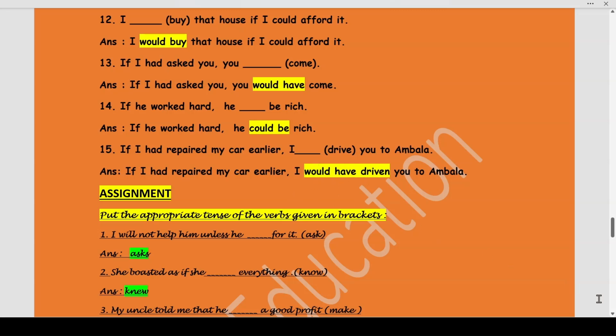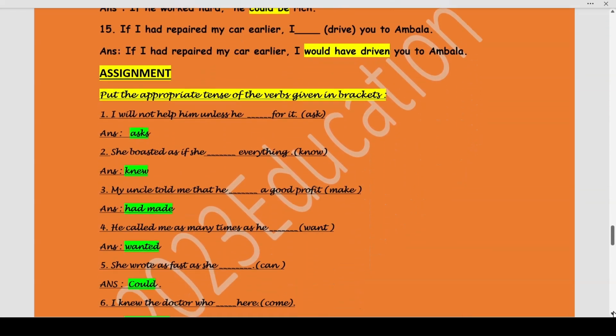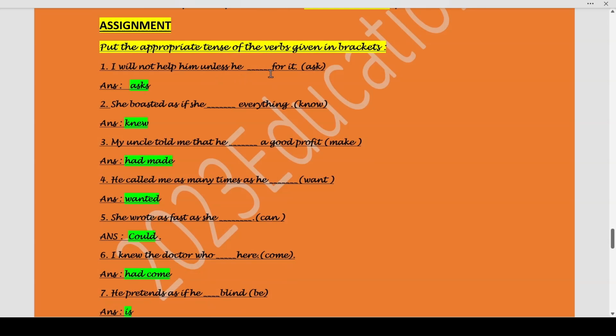Now, next let us do the other assignment. Put the appropriate tense of the verbs given in brackets. I will not help him unless he asks for it. Now, in these kinds of questions you have to understand the concept of subject-verb agreement. What is the subject here? He. Is it singular or plural? It is singular. So, singular subject followed by singular verb according to your subject-verb agreement rules. So, the singular form of ask is asks.